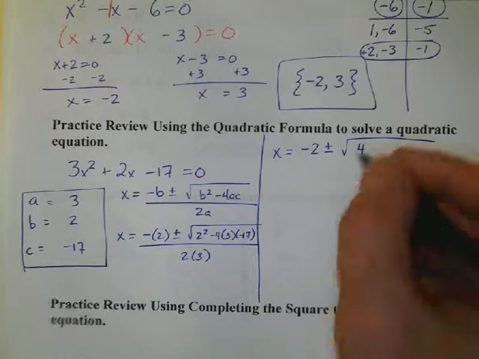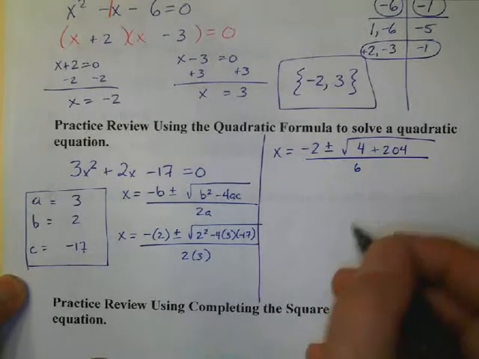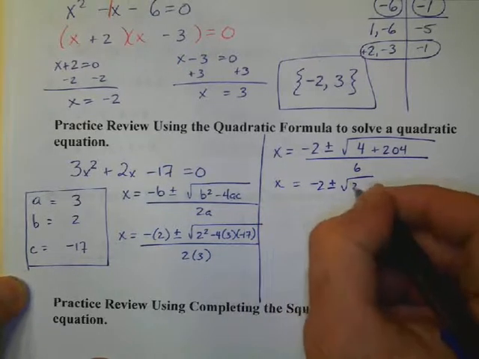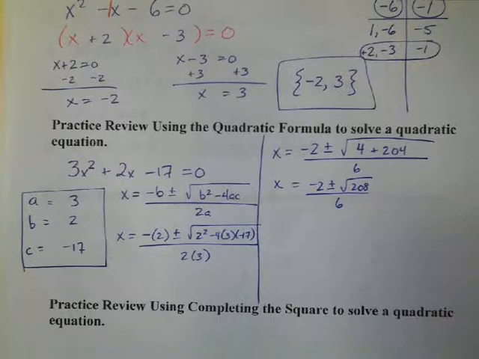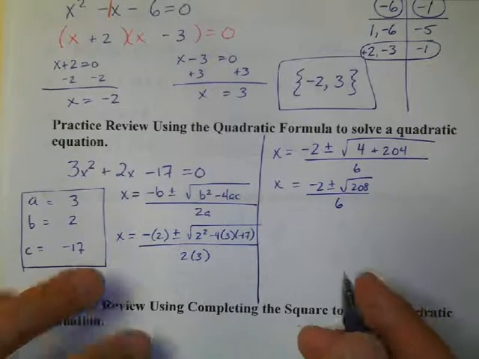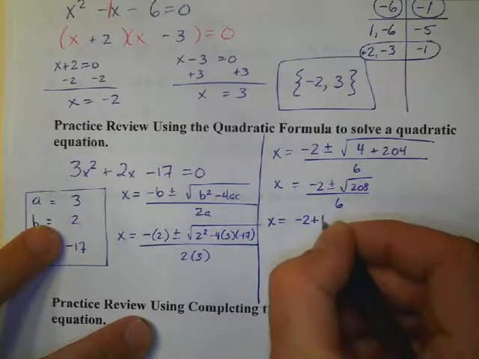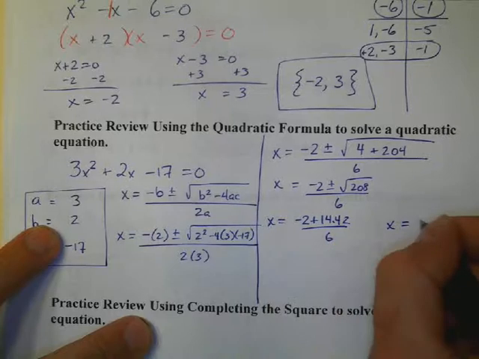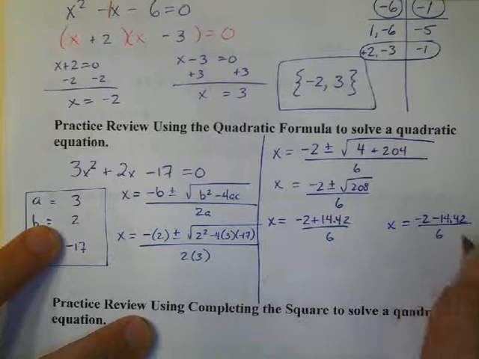Help me with this one. x equals the opposite of 2 plus or minus the square root of 4. Now we have a minus and a minus. That's going to be a plus. And then we're going to have 4 times 3 times 17. Well, that's 204, all over 6. That gives us -2 plus or minus the square root of 208 divided by 6.